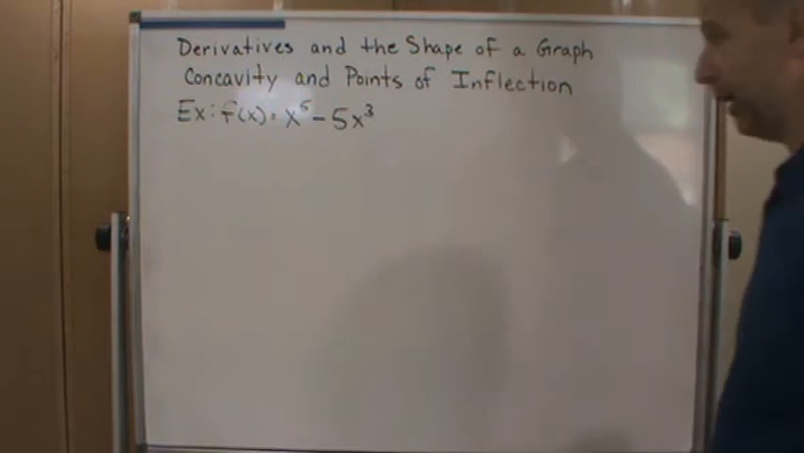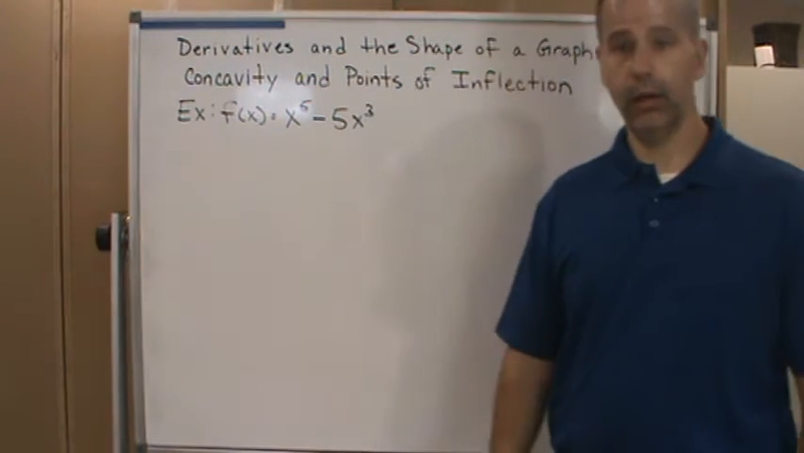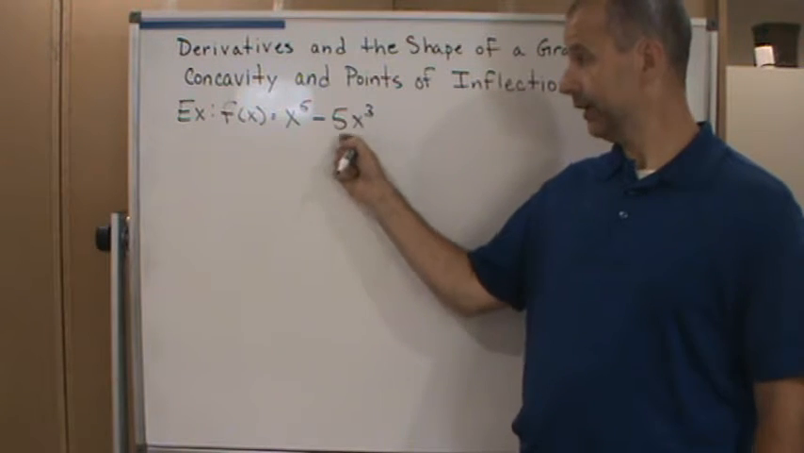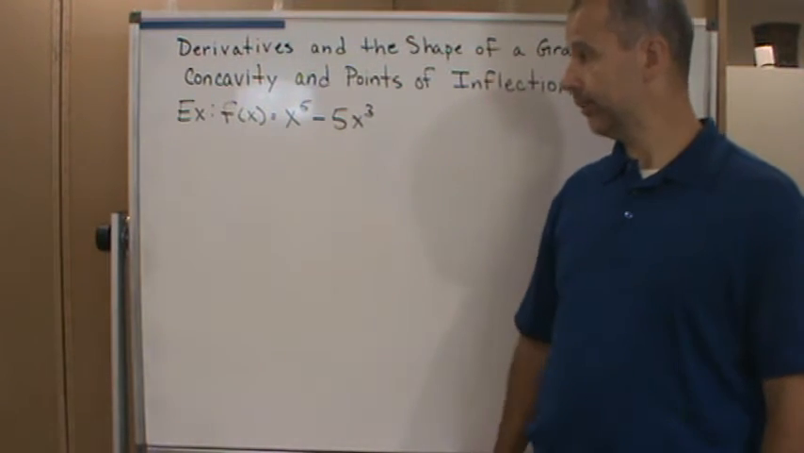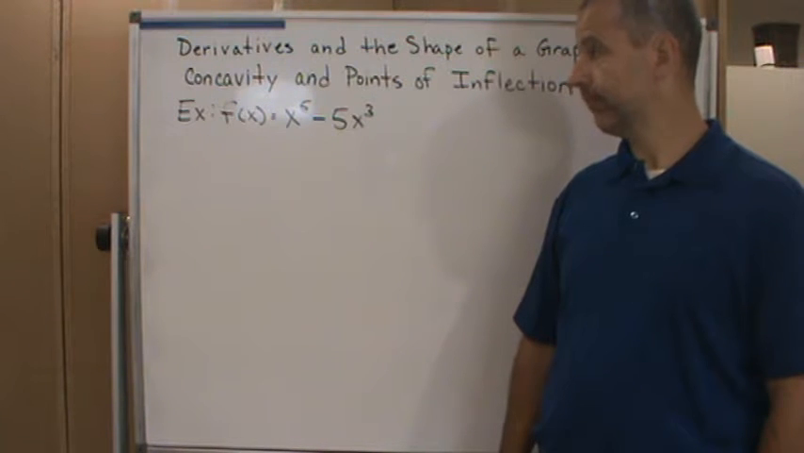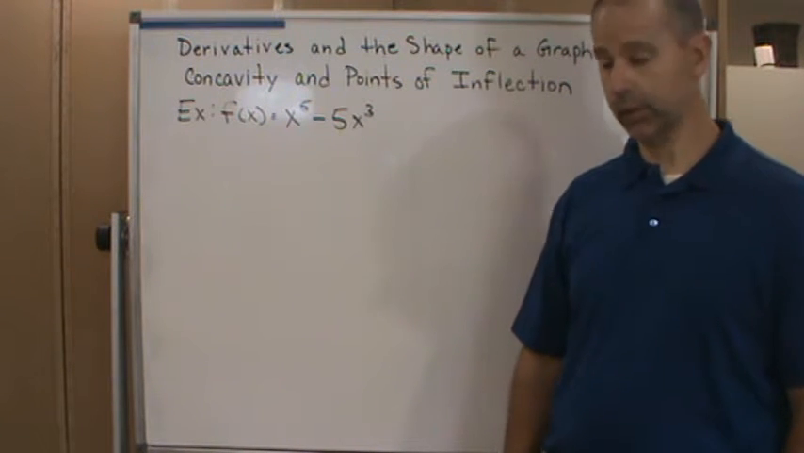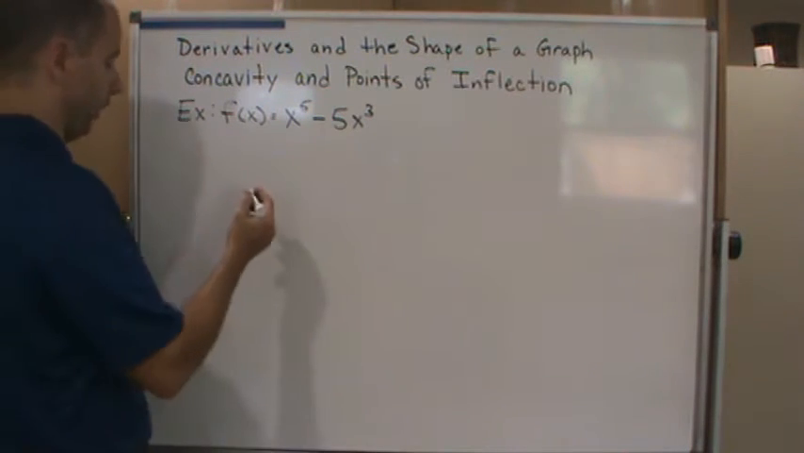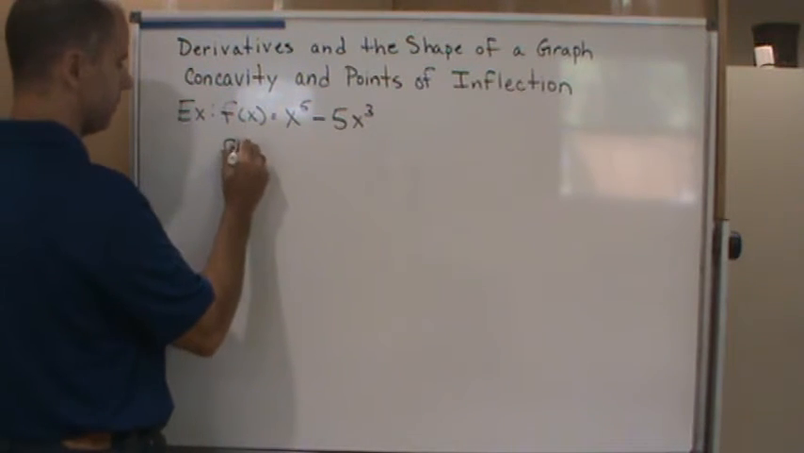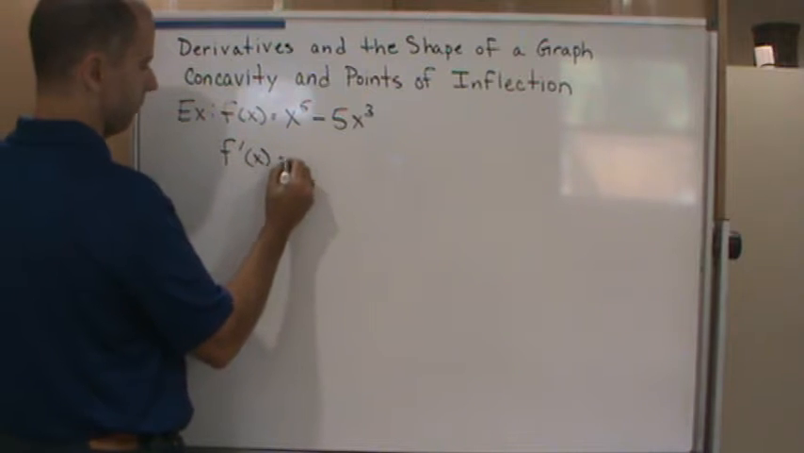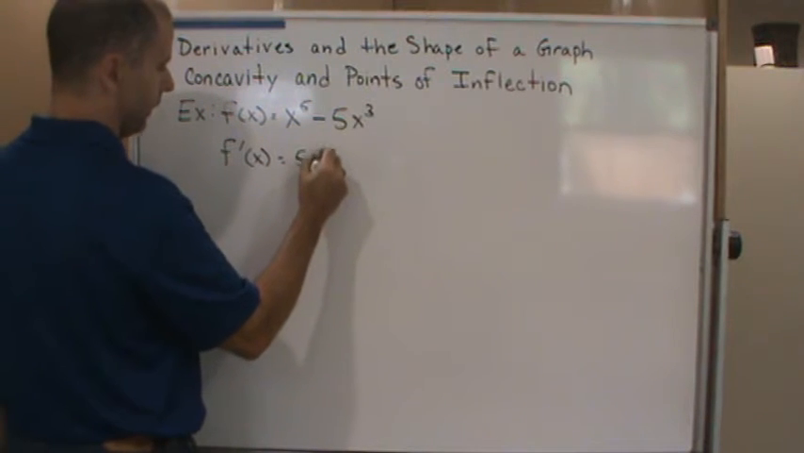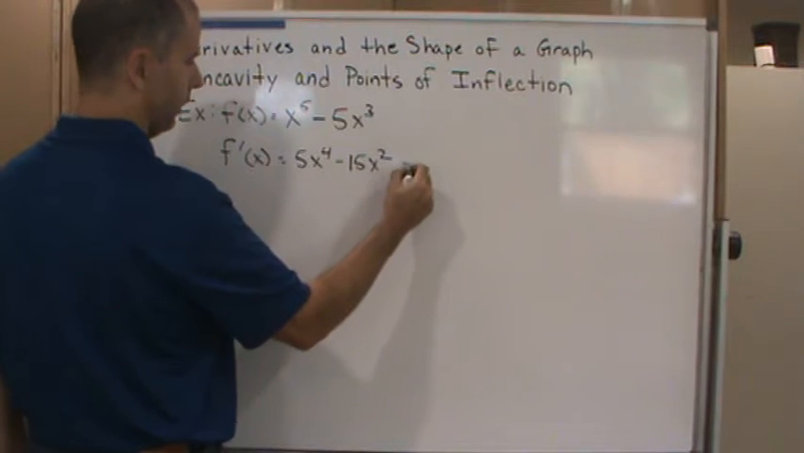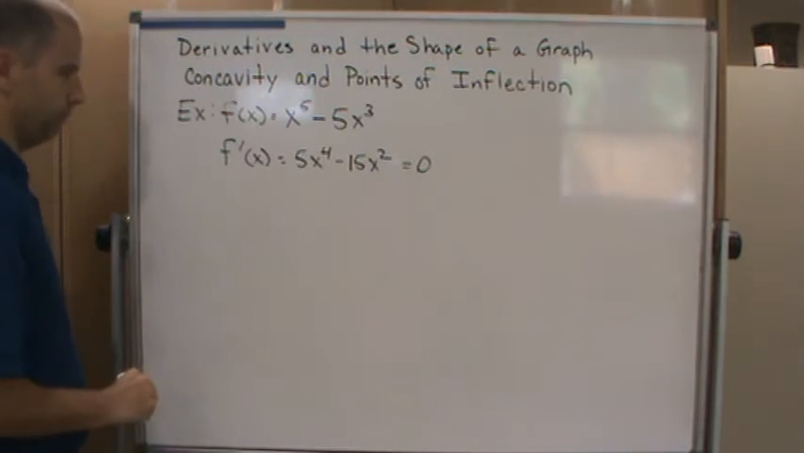Okay, so welcome back, and now we're going to do an example of using the second derivative test to find the extrema for this function. Okay, so the first thing, as usual, is we want to find the critical points. So we're going to take the first derivative of f(x), which is going to be 5x to the fourth minus 15x squared, and we're going to set that equal to 0.